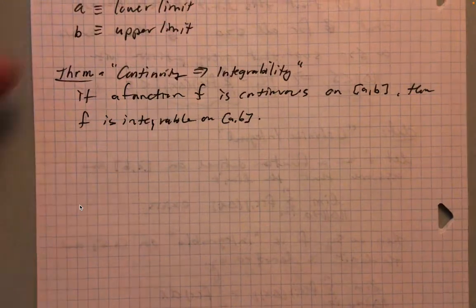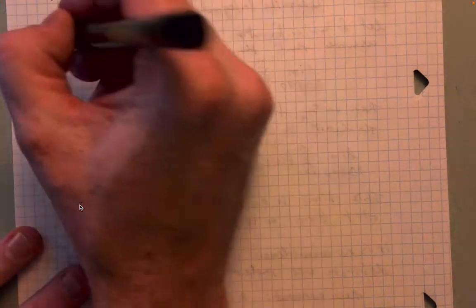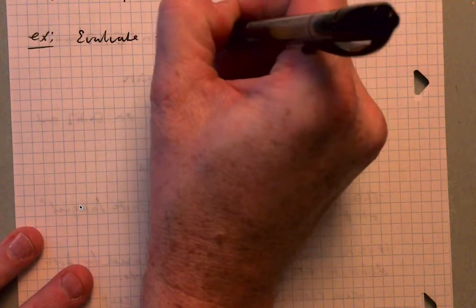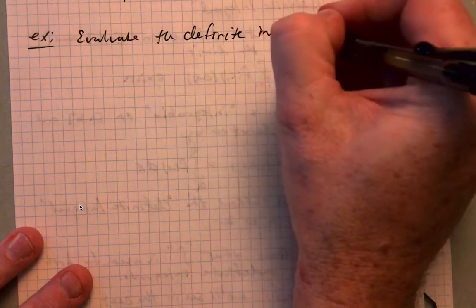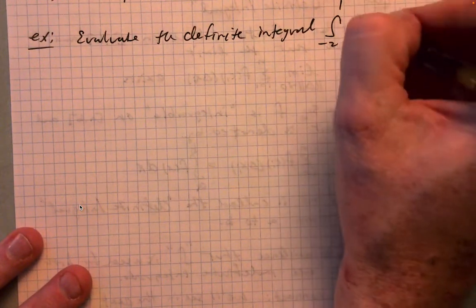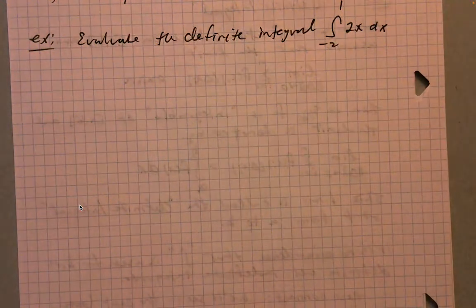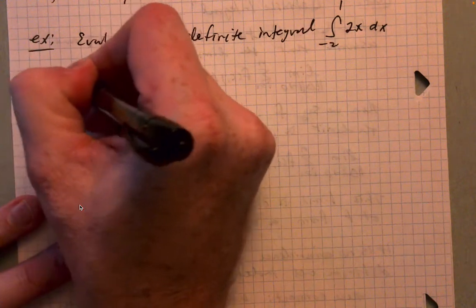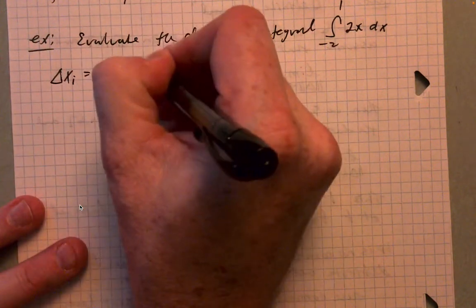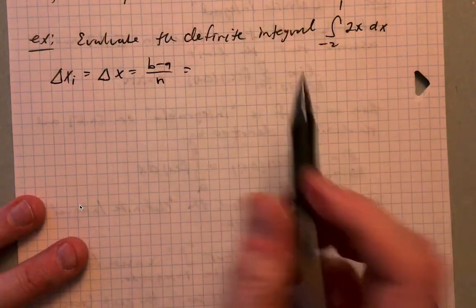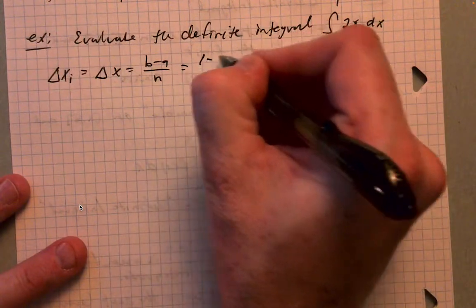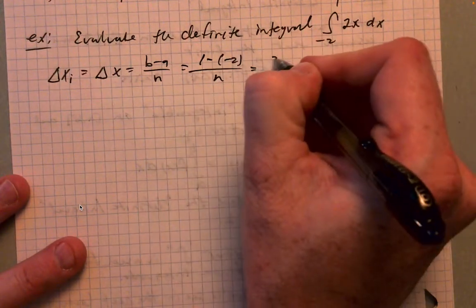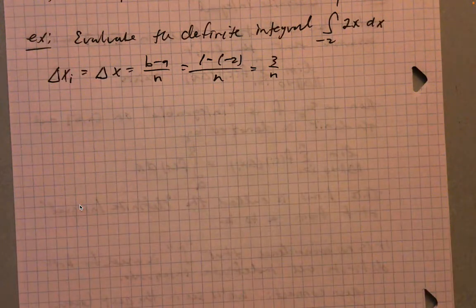Okay, let's do an example. Evaluate the definite integral from -2 to 1 of 2x dx. This will be kind of using the Riemann sum approach. Let's say delta x equals (b minus a) over n. Just plugging in a delta x here. So that'll be (1 minus -2) over n, which is 3 over n. We'll let that be our delta xi.